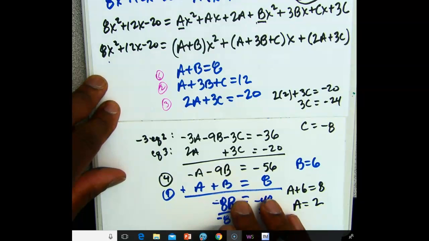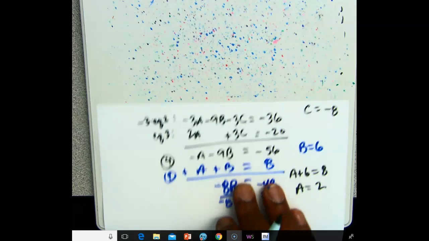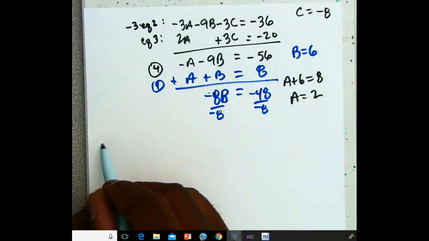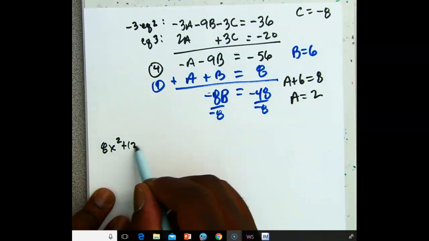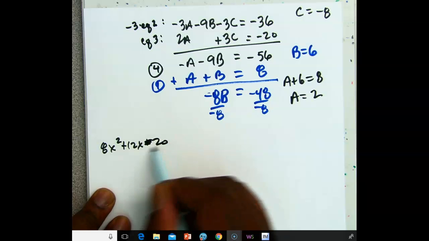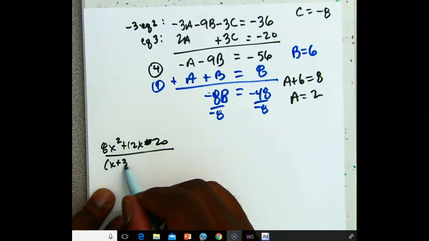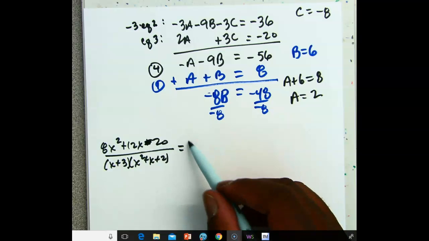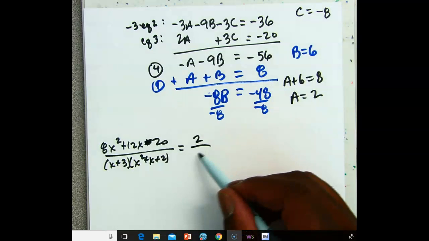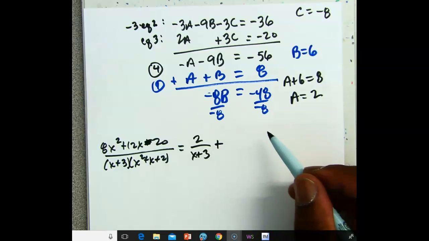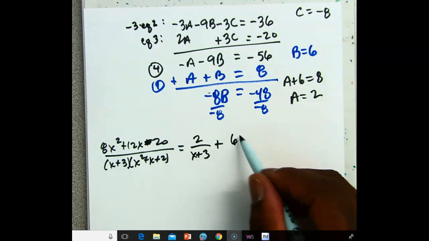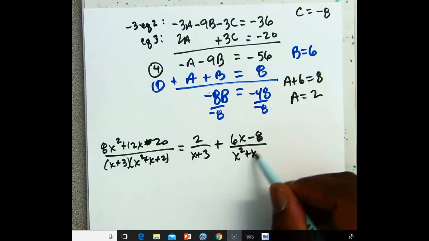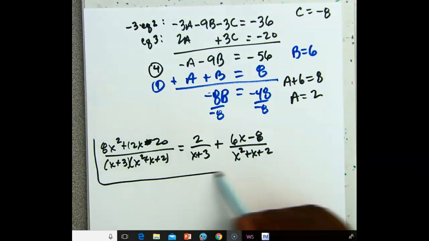So going back to our original problem, it was 8x squared plus 12x minus 20 over x plus 3 times x squared plus x plus 2. So that's equal to a divided by x plus 3, so 2 over x plus 3, plus bx plus c, so plus 6x minus 8 over x squared plus x plus 2. So that's our solution.